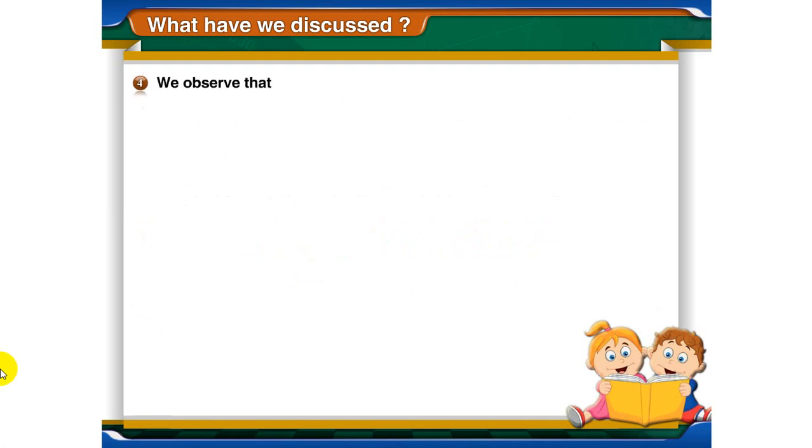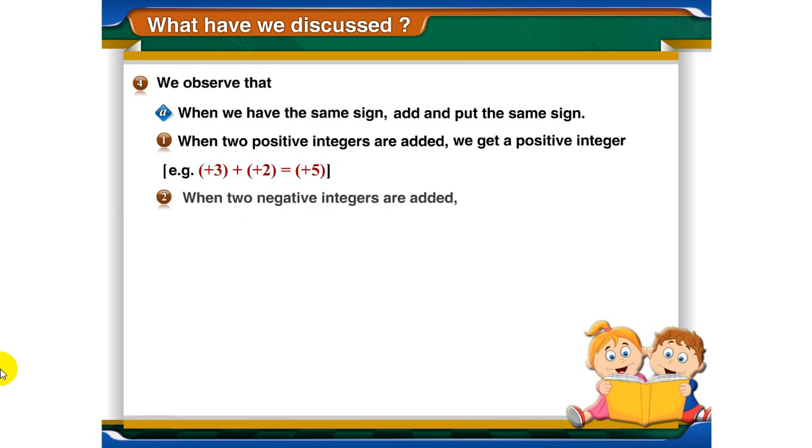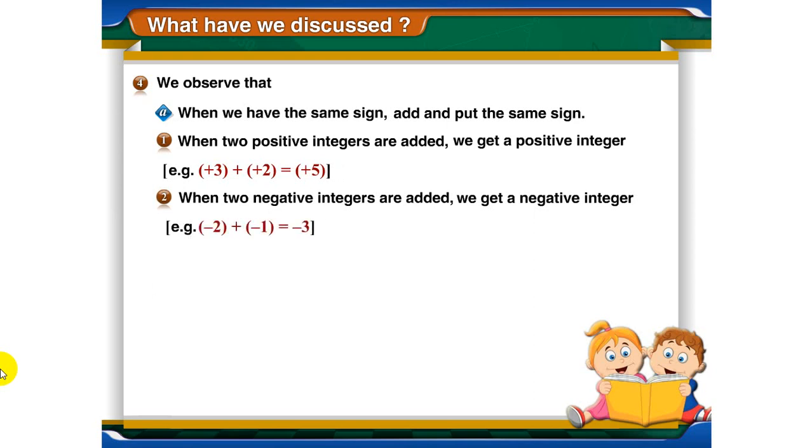4. We observed that A. When we have the same sign, add and put the same sign. 1. When two positive integers are added, we get a positive integer. Example: plus 3 plus plus 2 is equal to plus 5. 2. When two negative integers are added, we get a negative integer. Example: minus 2 plus minus 1 is equal to minus 3.